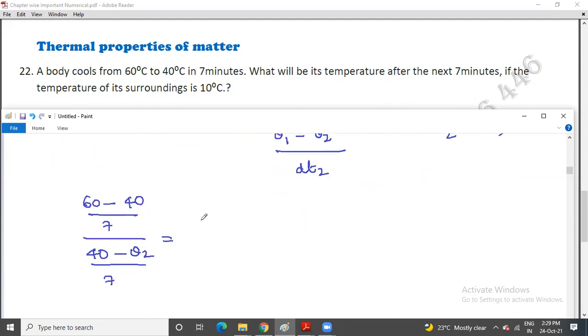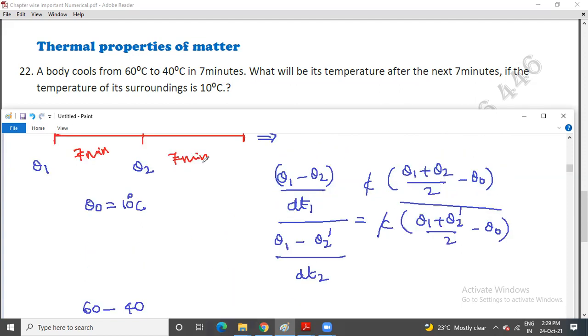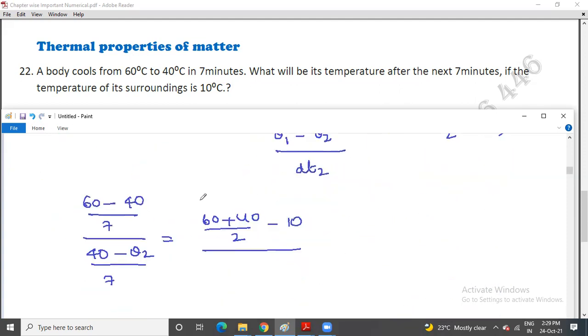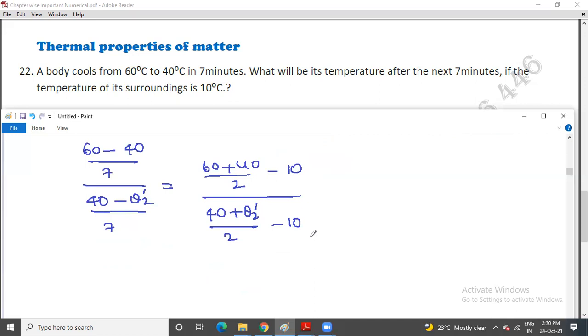So theta 1 is 60 plus 40 divided by 2. This is the first case, theta naught, so this is also mentioned as 10 degrees centigrade, whole divided by. Here in the second case, theta 1 is 40, theta 2 dash you have to find out. So it will be 40 plus theta 2 dash by 2 minus 10 degrees centigrade. Now you can cancel 7 and 7. So this will be 20 divided by 40 minus theta 2 dash.